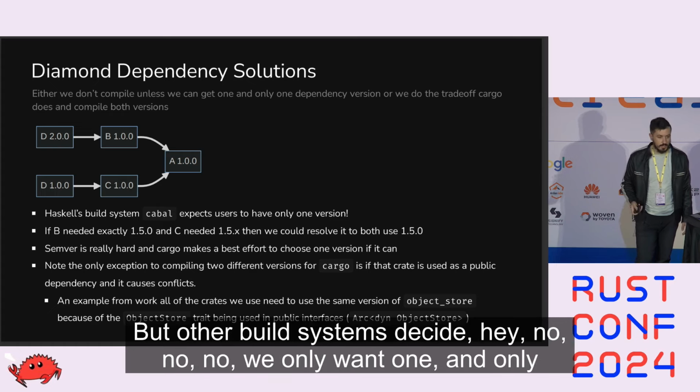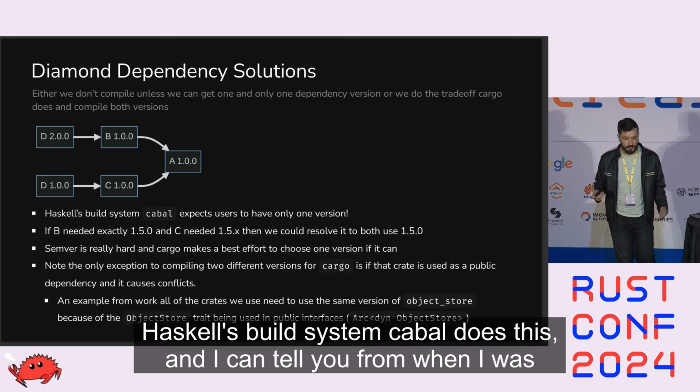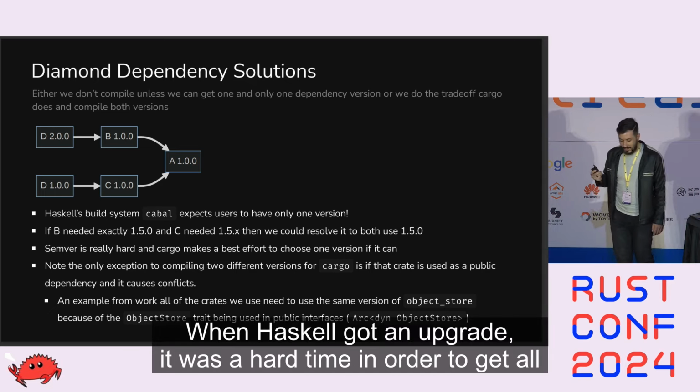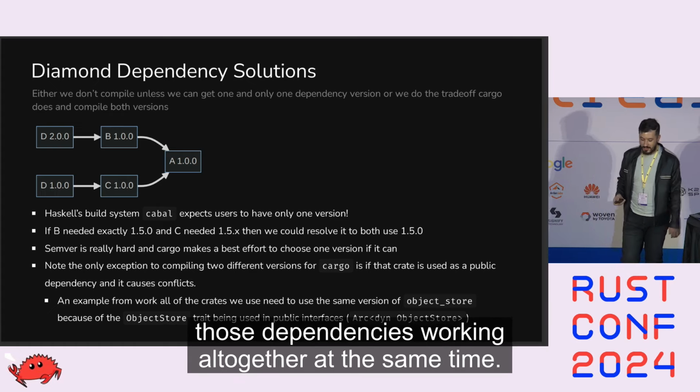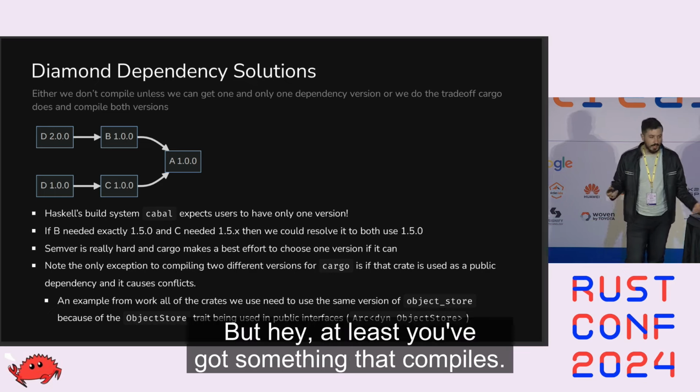But other build systems decide, hey, no. We only want one and only one version of every single package. Haskell's build system Cabal does this, and I can tell you from when I was a junior programmer, it was never fun when Haskell got an upgrade. It was a hard time to get all those dependencies working all together at the same time. So Cargo makes a reasonable trade-off where you might have a little bit of a bigger binary size, but hey, at least you got something that compiles.